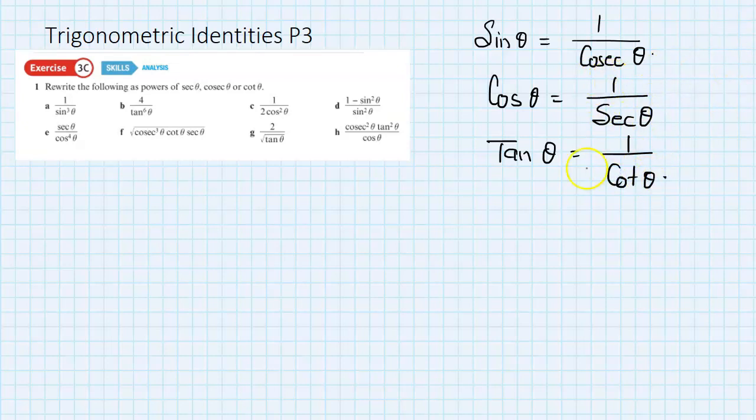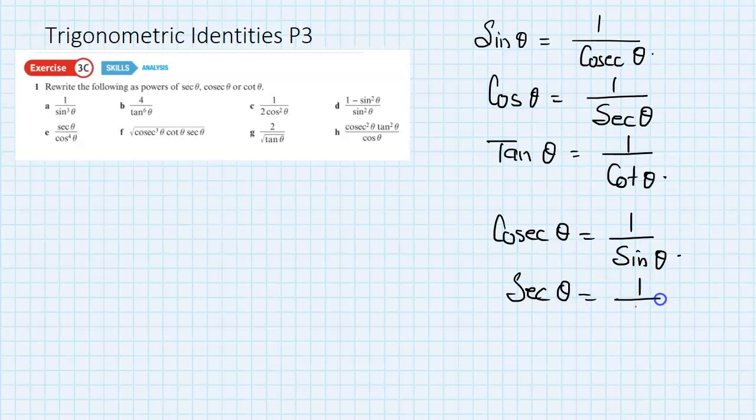In the same way, cosec theta can be written as 1 over sine theta, sec theta can be written as 1 over cos theta, and cot theta can be written as 1 over tan theta.